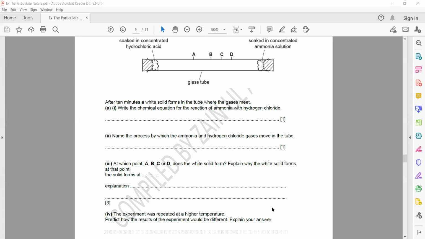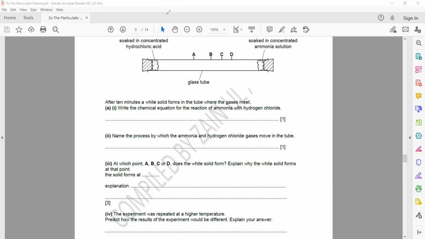This is not the same as sublimation. Sublimation is when a solid turns into a gas. But in diffusion, particles in a gas or liquid move from a region of higher concentration to a region of lower concentration. This is a chemical reaction. When gases react and form a solid, we don't call it sublimation because it's a chemical change.